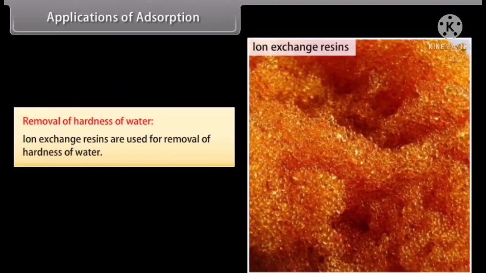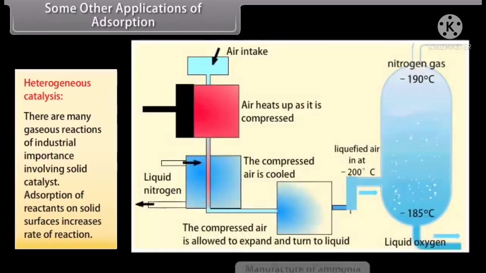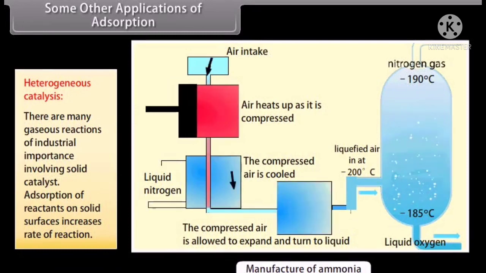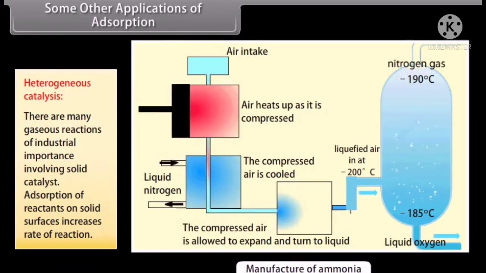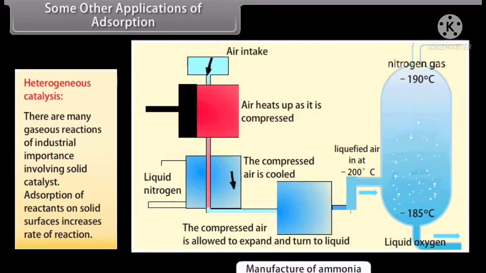Removal of hardness of water. Ion exchange resins are used for removal of hardness of water. Some other applications of adsorption. Heterogeneous catalysis. There are many gaseous reactions of industrial importance involving solid catalyst. Adsorption of reactants on solid surfaces increases the rate of reaction. For example, manufacture of ammonia, sulfuric acid, and hydrogenation of oils.